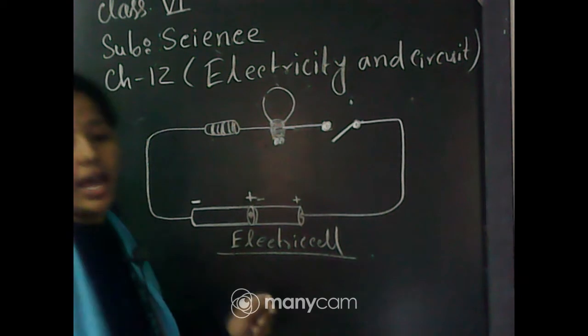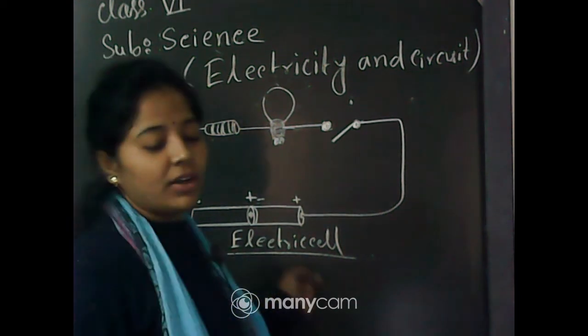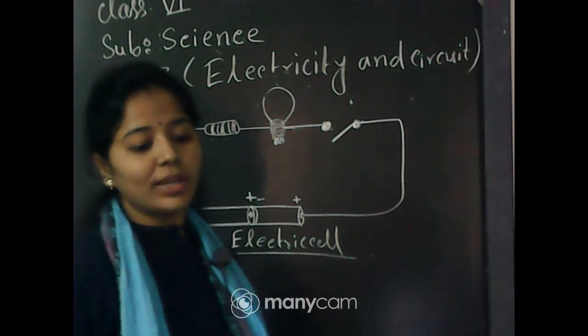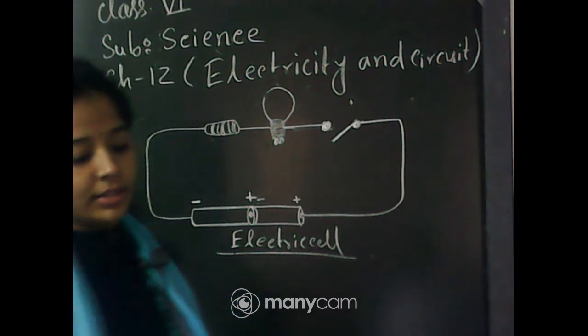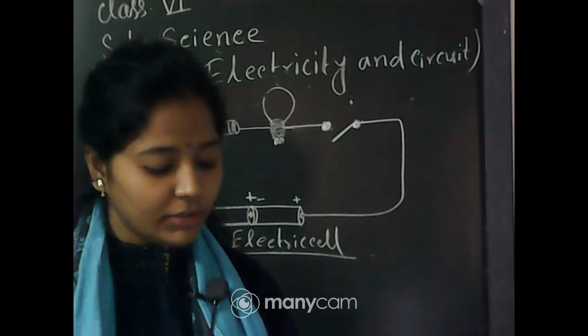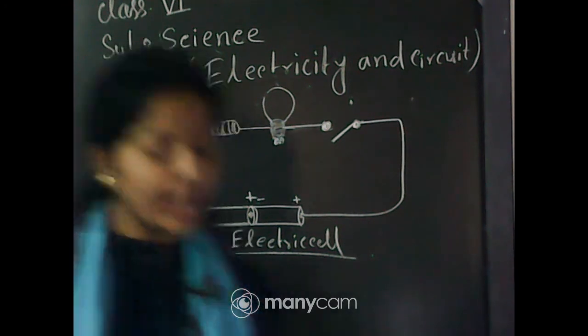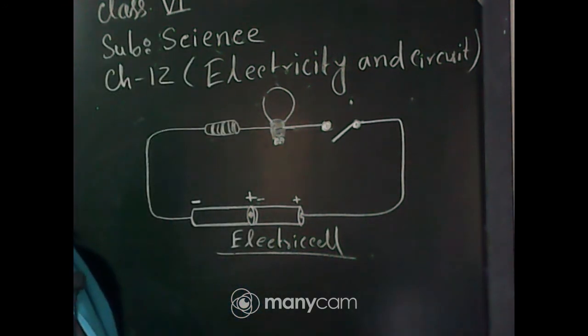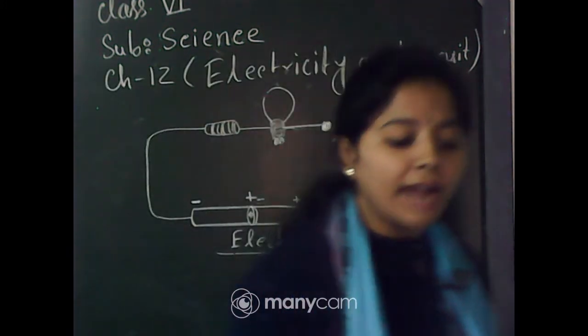So this is a diagram of an electric circuit. Okay students, this is a diagram of an electric circuit that you have learned. Okay, now what is this switch? Switch is the device that's used to connect the circuit and break the circuit.